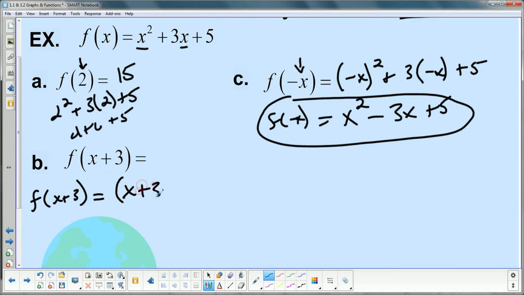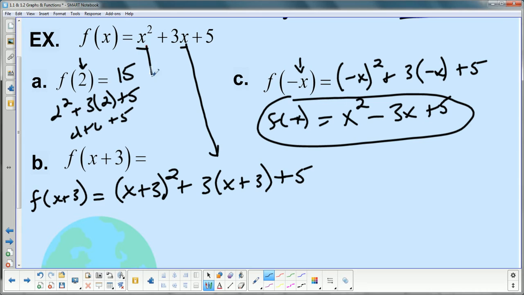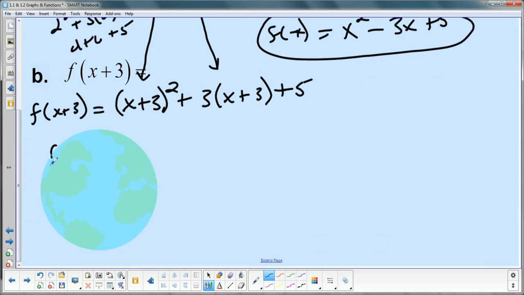So we're going to have (x + 3)² + 3(x + 3) + 5. You'll see everywhere there was an x, I just changed to an x + 3. Now we need to FOIL and simplify.